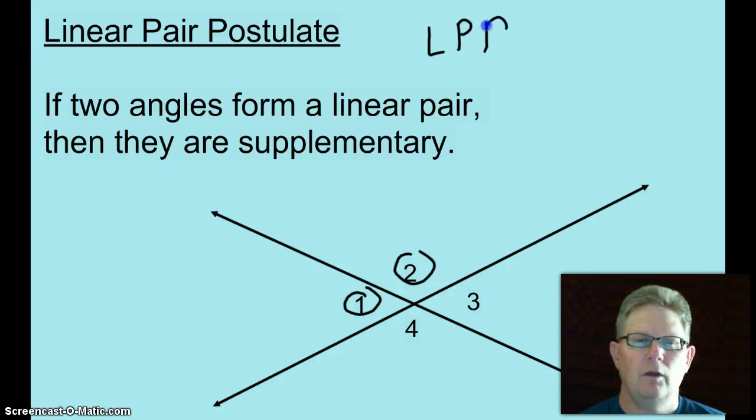However, I don't want you saying LPP. Instead, I want you to say linear pair postulate. This is just to keep you from having to write too much. So you can abbreviate it LPP when you're writing it down. But even when you write it down and I ask you to read it, you should be saying linear pair postulate. And then because of the linear pair postulate, the following theorem kind of falls into our lap.